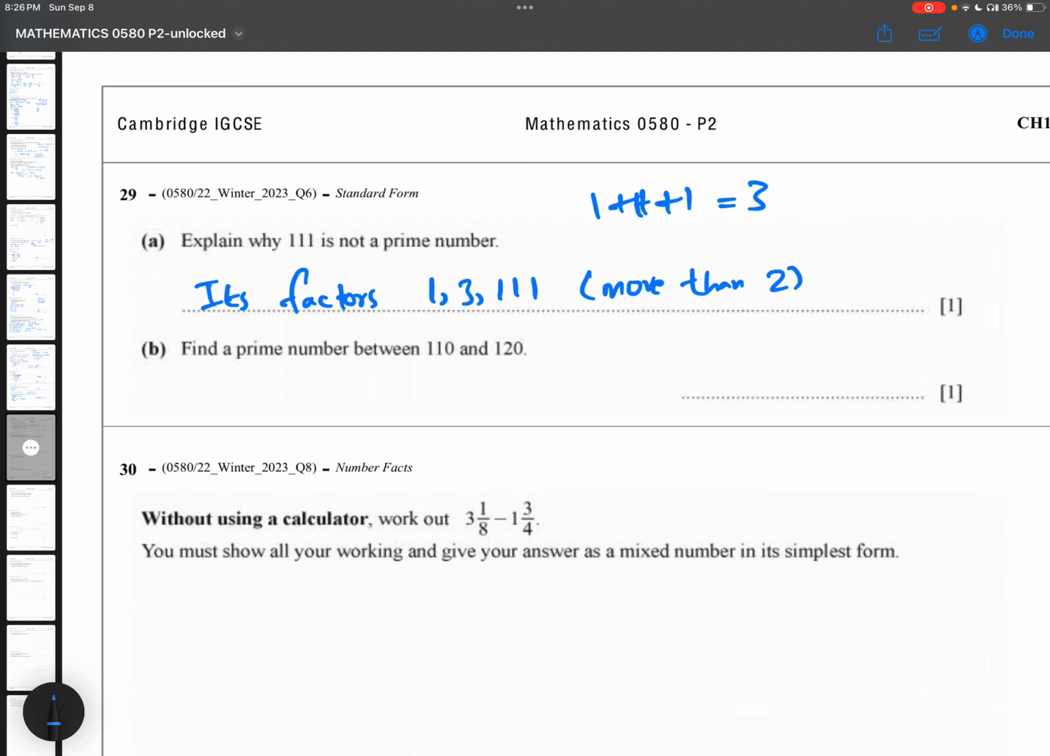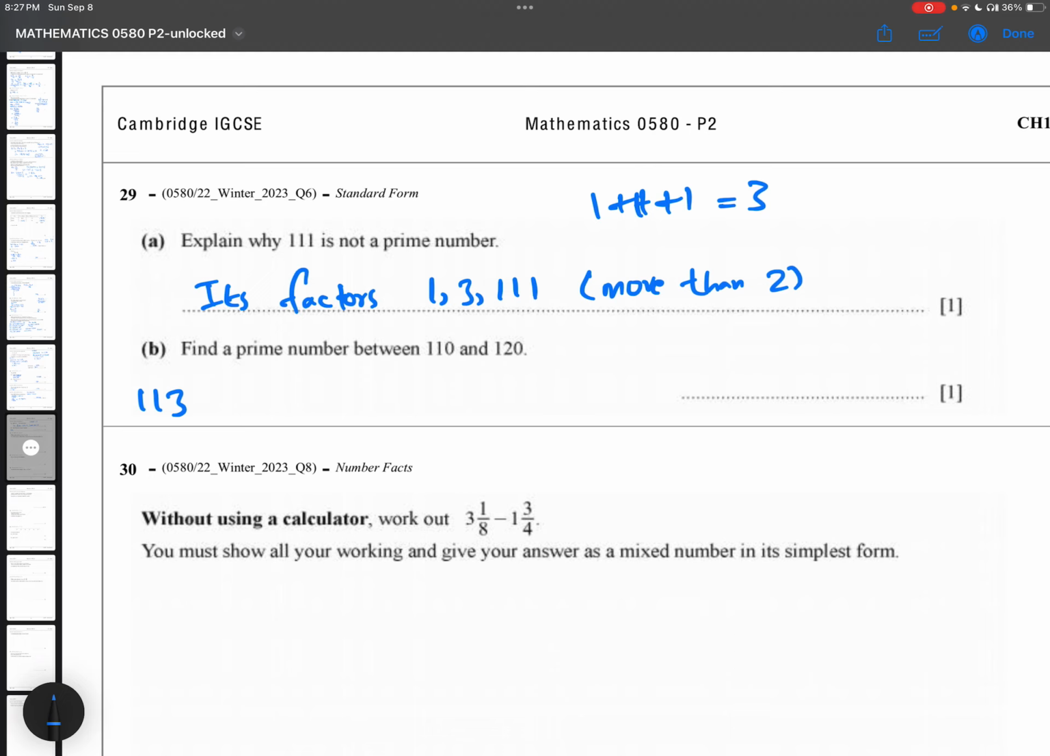Part B says find a prime number between 110 and 120. So 111 is not a prime number, we already know that. 112 is an even number, so that's also not prime. 113: we will see whether 113 comes in any table like 2, 3. It doesn't come in the table of 3. It neither comes in the table of 4, nor 5, nor 6. It doesn't come in the table of 7 as well, right? You can check it by dividing it. So you will see that it doesn't come in any table, 9, 11, 13, and so on.